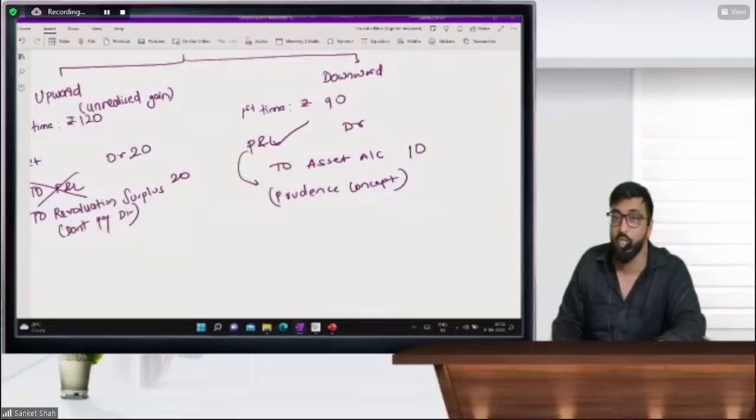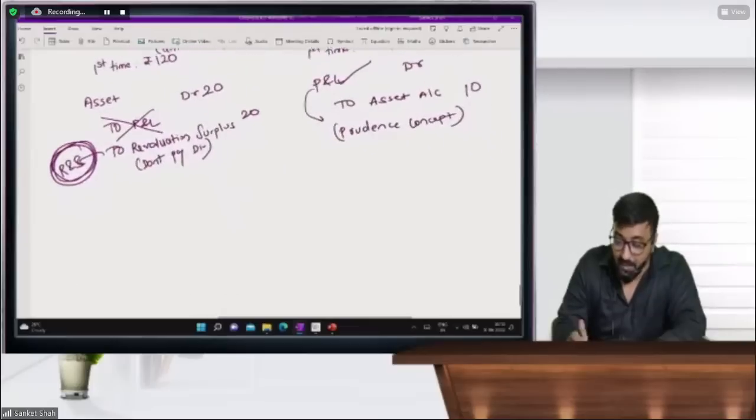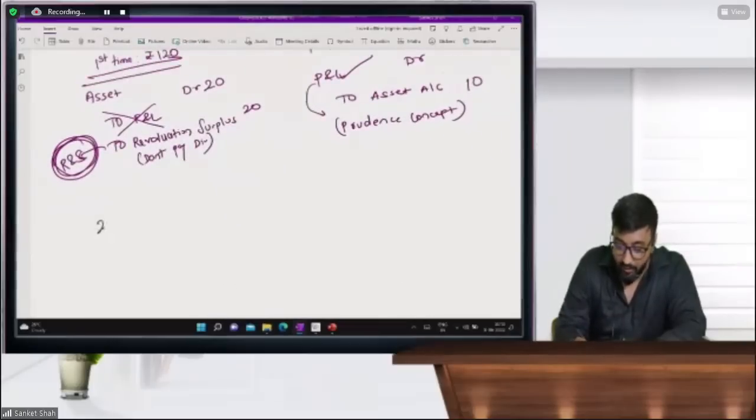Upward revaluation: revaluation surplus credit. Now first time it increased by 20 rupees. Now second time.